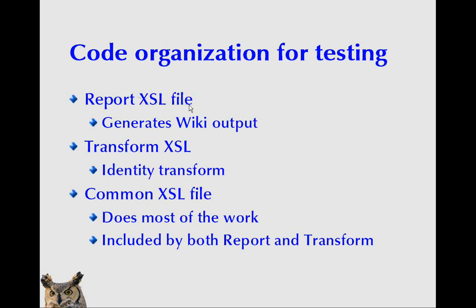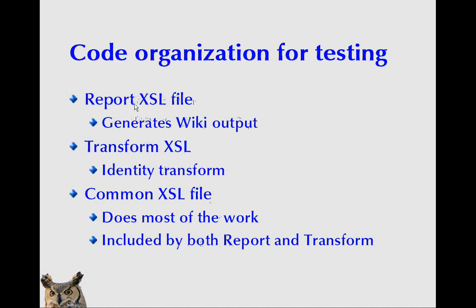We had a report XSL file, which generated wiki output, and we had a transform XSL, and that was the identity transform that transformed most of our document. Then we had a common XSL, and the common XSL did most of the work, and it pulled in the report XSL to generate the wiki output, and then also, oh, that's right.